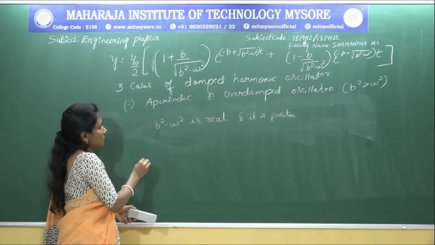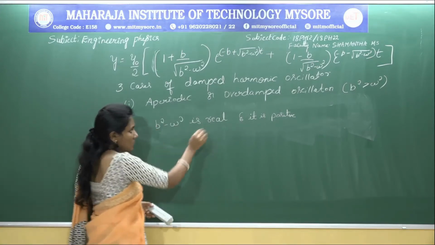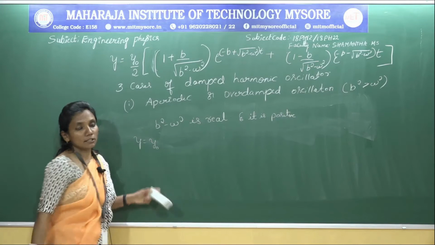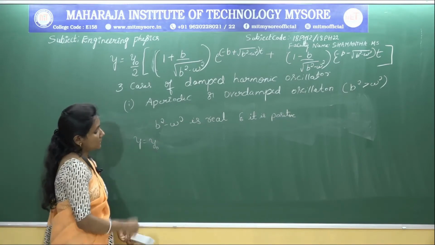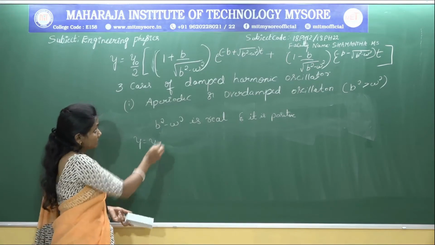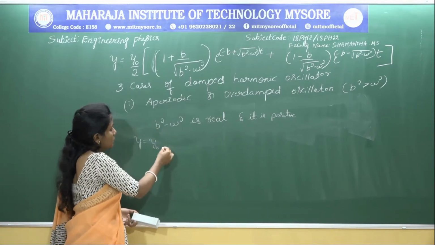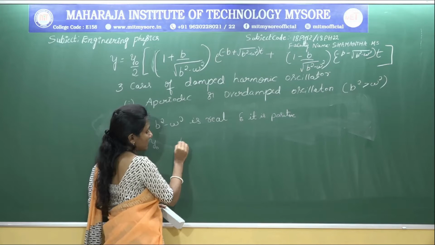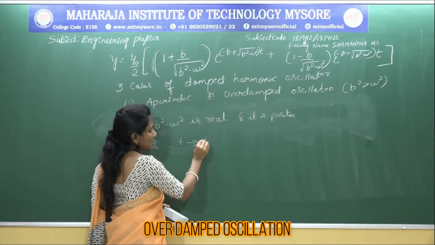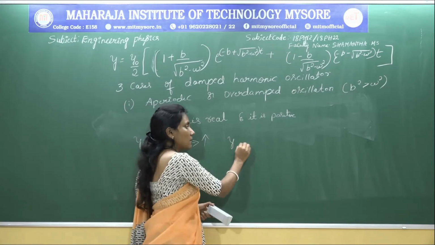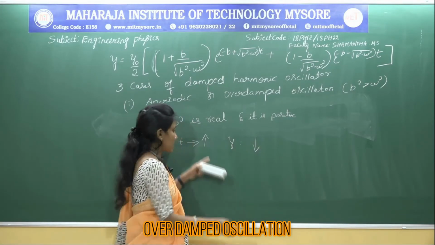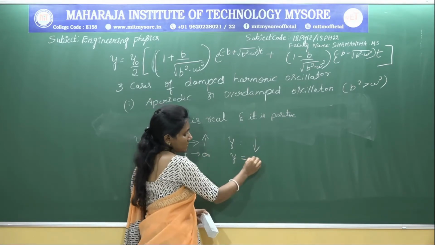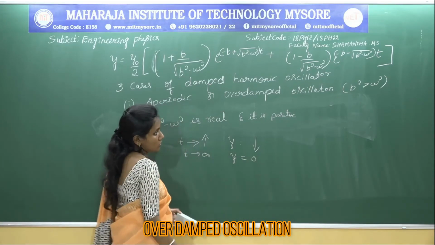So the above equation will become such that initially the displacement will be y naught. Then as the time progresses, the displacement goes on decreasing. When t tends to infinity, the displacement will become 0.